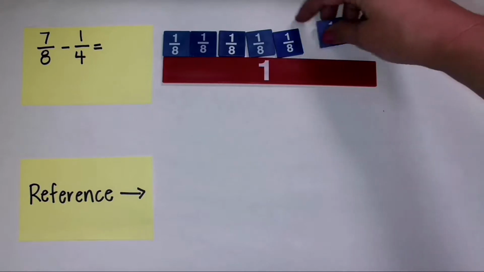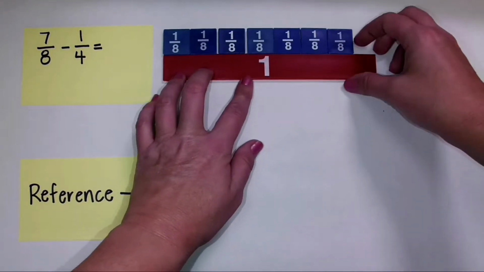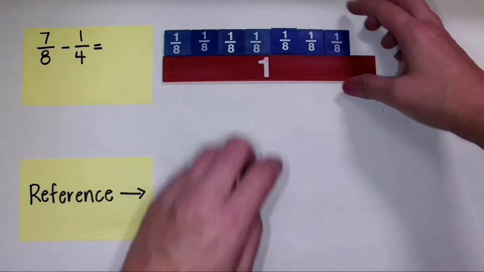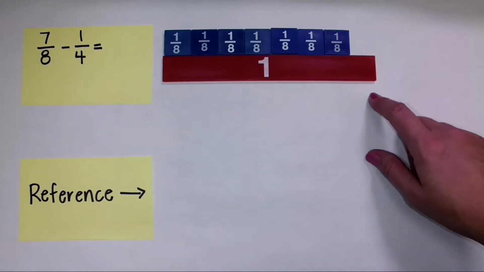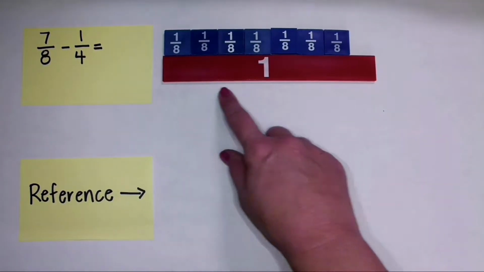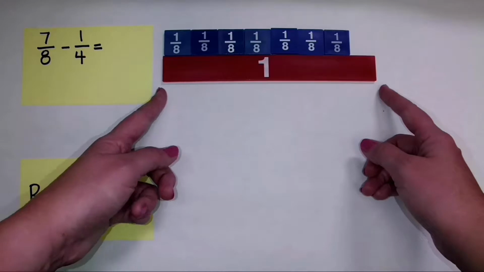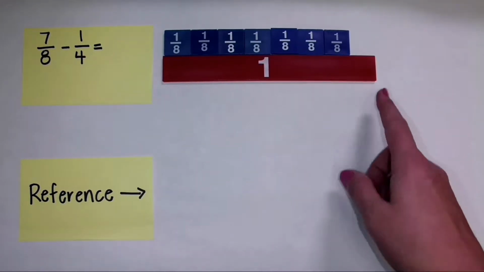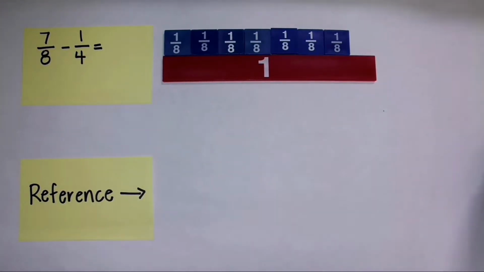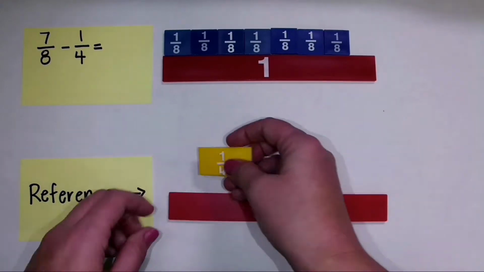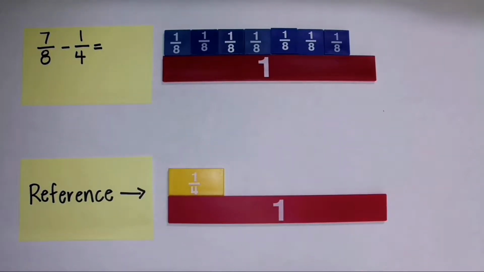All right, so I've got my seven 1/8 pieces, and notice how they are lined up against the whole, so I can see the value of 7/8 where it falls on a number line from 0 to 1. Now I want to take away 1/4, all right? So for my reference, this is what I want to take away. I want to take away 1/4.